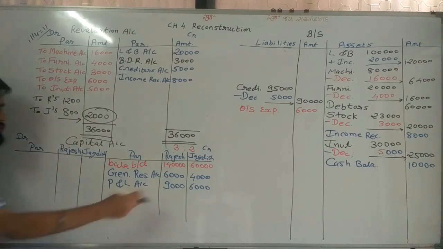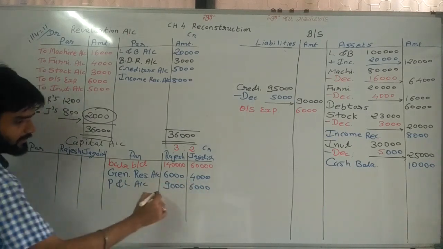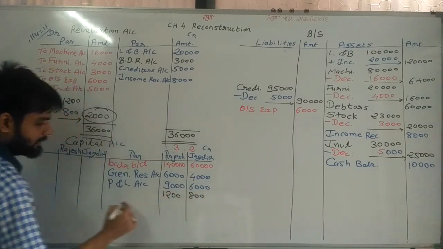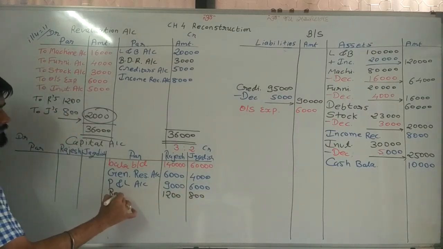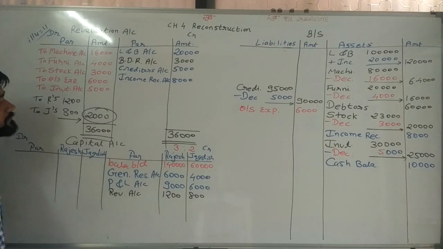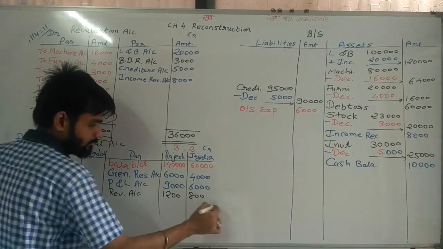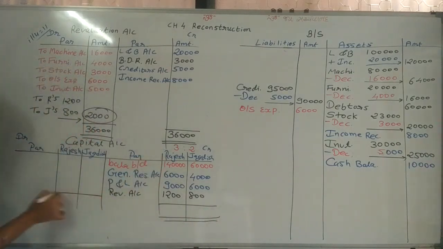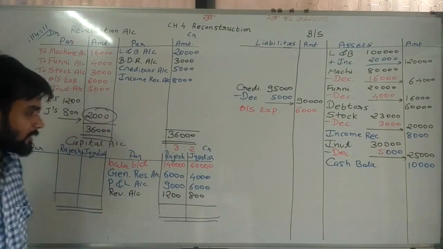This 1,200 and 800 distributed among the partners. 1,200, 800. And here we are writing revaluation account. Now we are closing capital account. So again, make total of credit side and debit side. But sir, debit side no information given. So make total of credit side only.